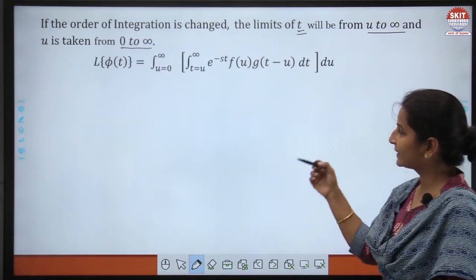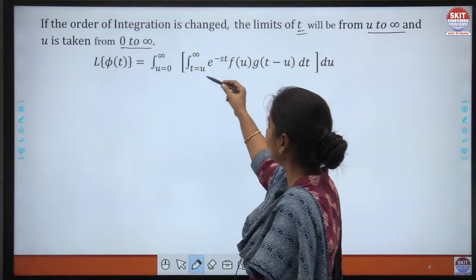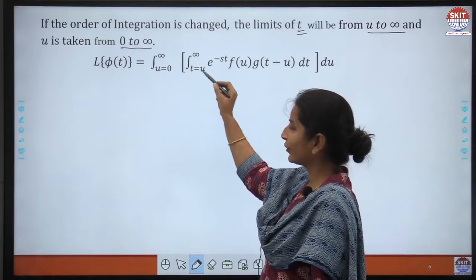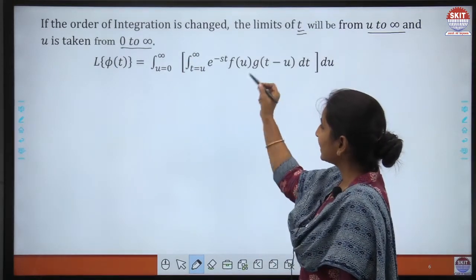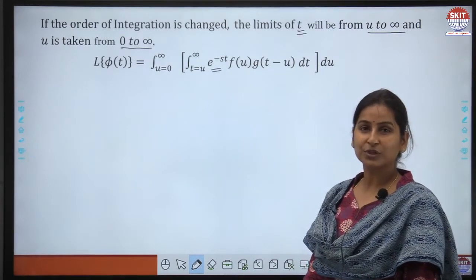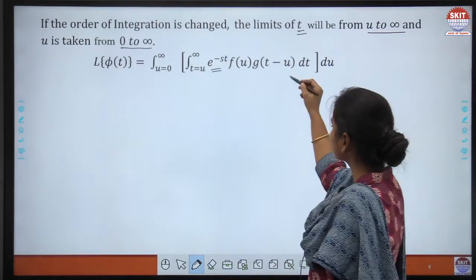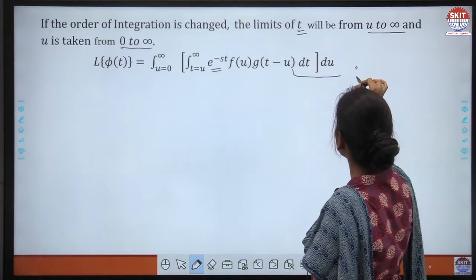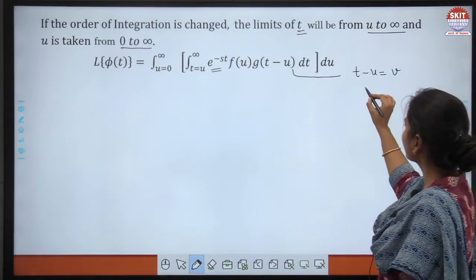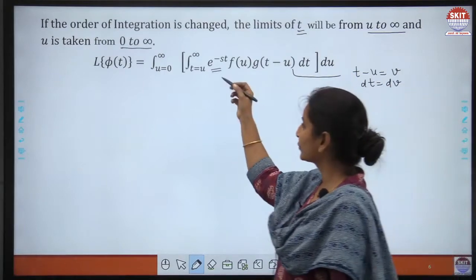So, Laplace of phi t can be written as integral u from 0 to infinity, which is integrated in the second order, and t equals u to infinity, so on. So this is integrated first for t. Now to integrate it for t, I see this function has no t, this function depends on u, so it will be a constant quantity, and the next one I have g of t minus u. So to simplify this integral, I replace t minus u by a new variable v. And when I use this replacement, I get dt equals dv. So let's use this substitution here.